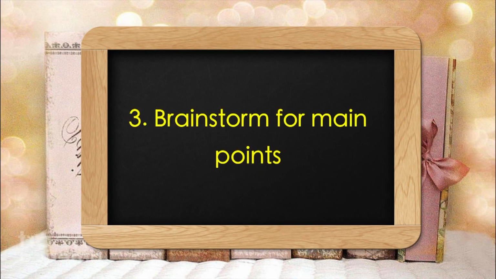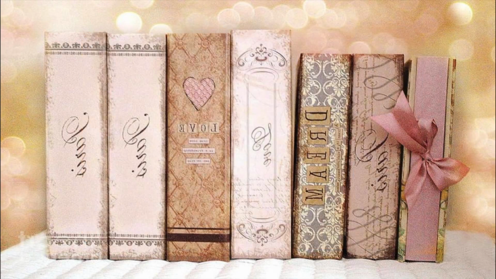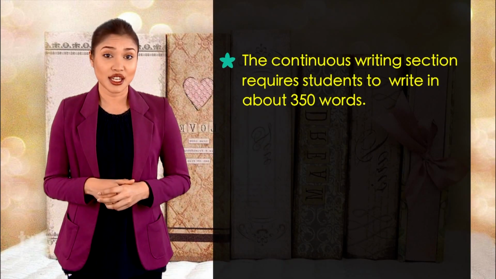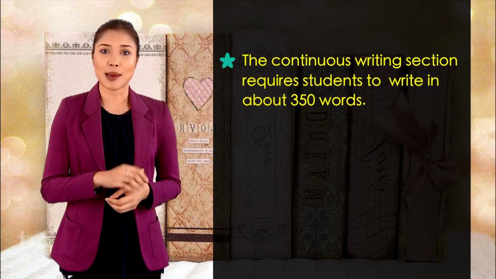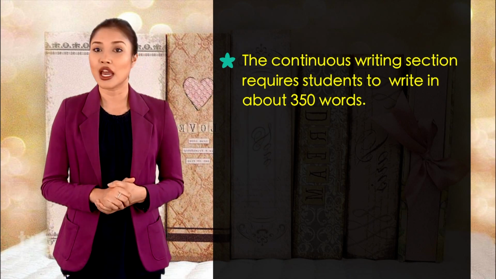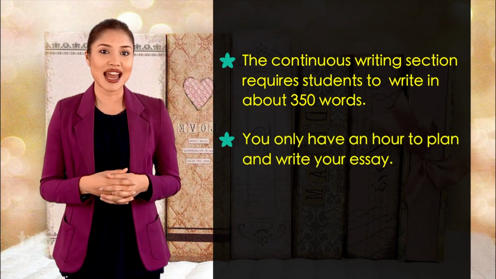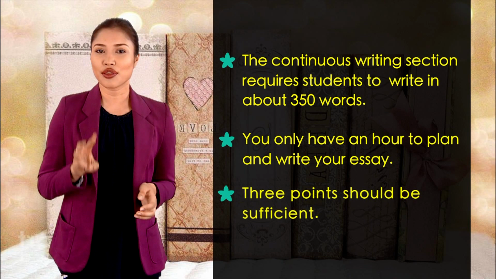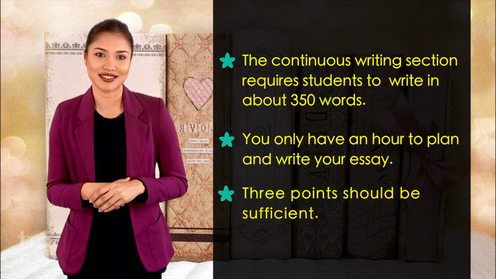Brainstorm for main points. For SPM level, it is recommended to state 3 main points. Too many and you will end up with a very long essay. Remember, the continuous writing section in SPM has a word limit of about 350 words. You only have 1 hour to plan and write your essay, so 3 points should be sufficient.